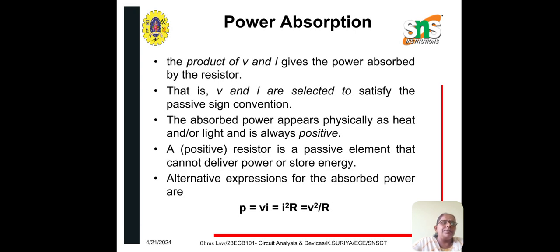Next one is power absorption. Power is an important factor in any circuit. The product of voltage and current gives the power. The V and I are selected to satisfy the passive sign convention. The absorbed power appears physically as heat or light and is always positive. A positive resistor is a passive element that cannot deliver power or store energy. So the expression for power is P equal to V into I, or we can represent it as I square into R or V square by R.